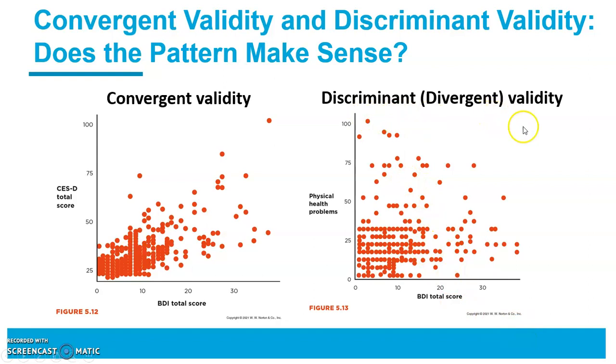But here, divergent validity, it's the opposite. So the BDI score, you also don't want it to just correlate with everything. So here's physical health problems, and you're saying that there's not much of a relationship with that. So that's good. You want it to capture what you want and not much else.